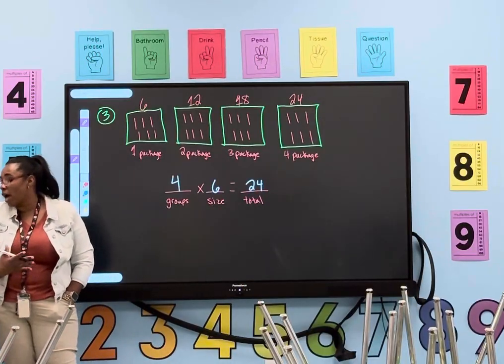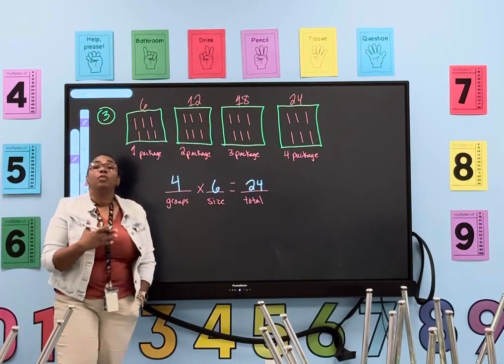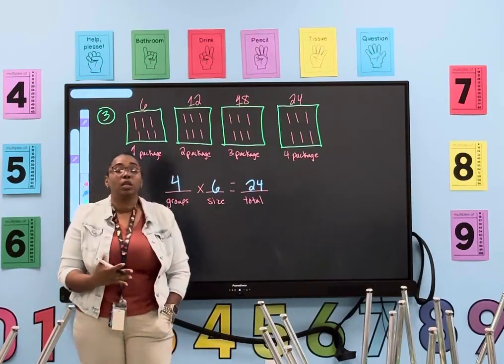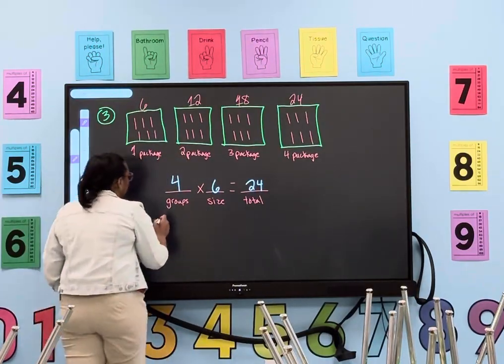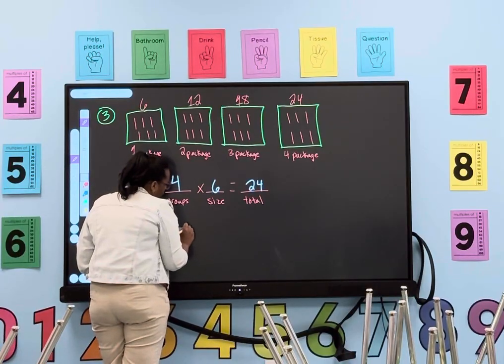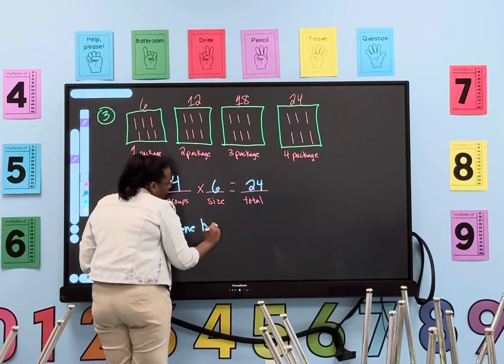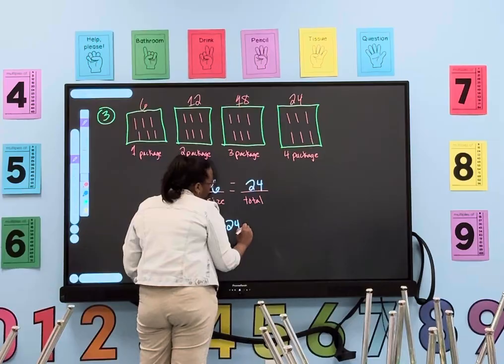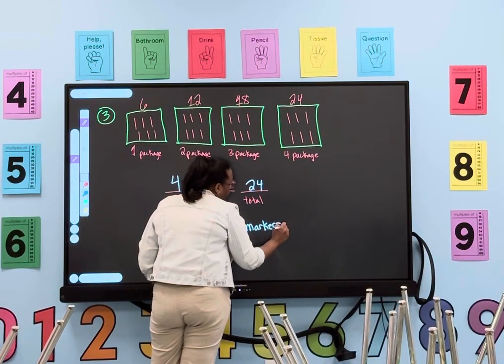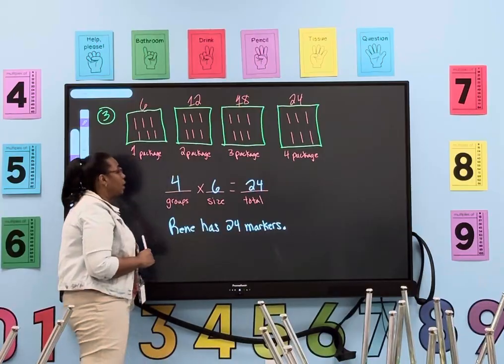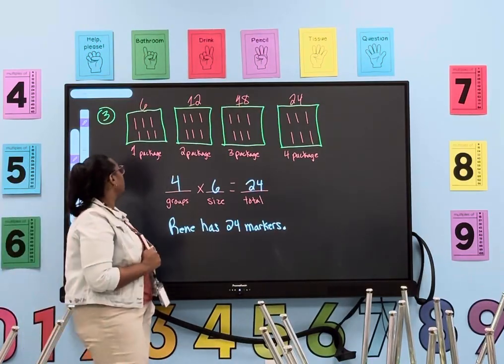The question asks, how many markers does Renee have? This is where you're going to answer this using a word sentence. So we would say Renee has 24 markers. And then it would be the answer for number 3.